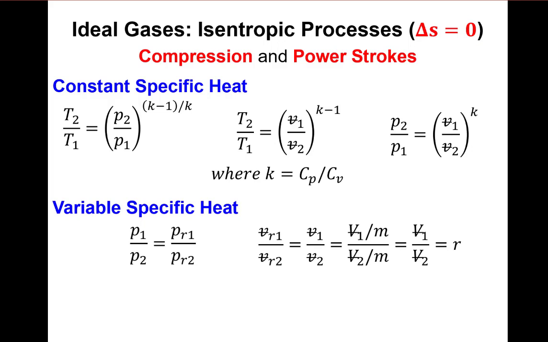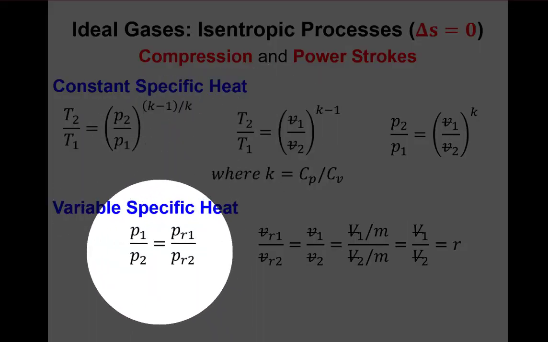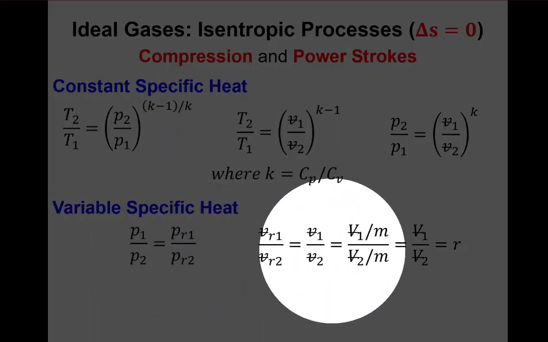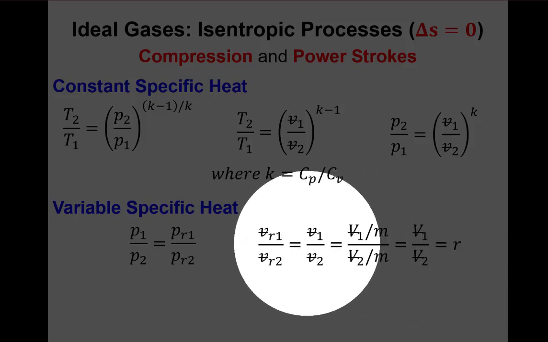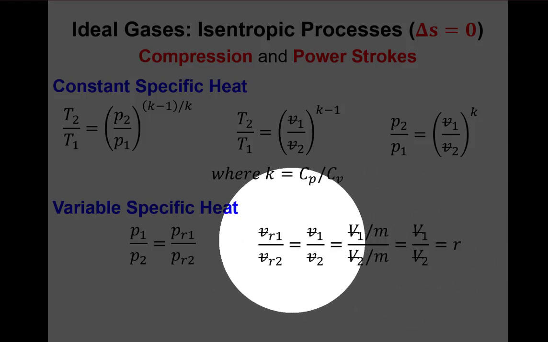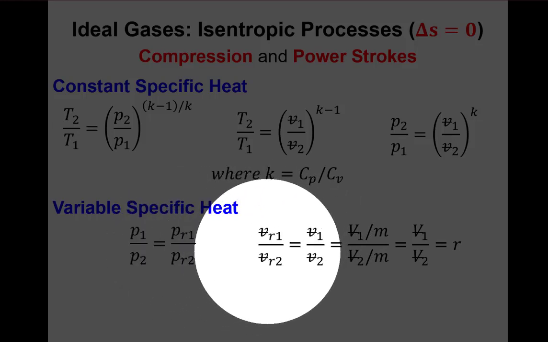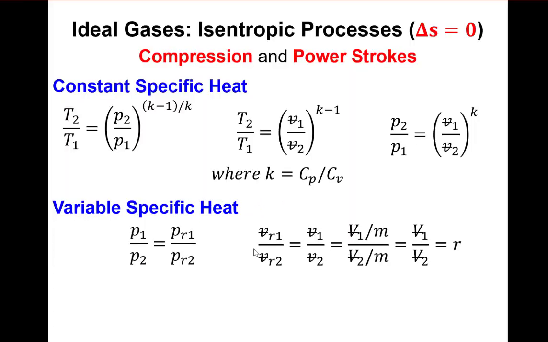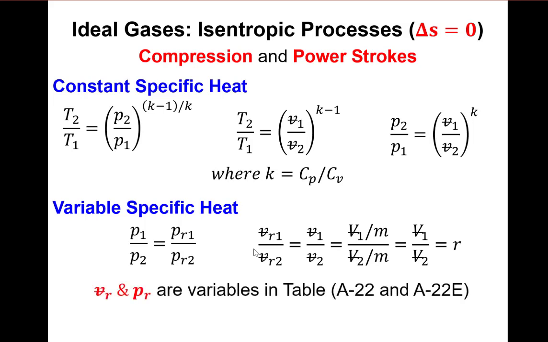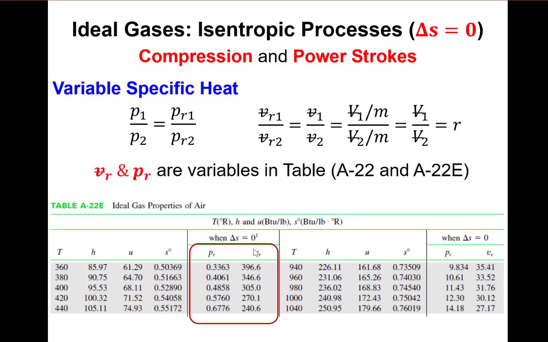But if we're talking about variable specific heat, then we're going to use these expressions. Again, we probably won't know pressure ratios in internal combustion engines. Instead, we'll know volume ratios. On table A22, which we haven't really talked about yet, there are two columns, VR and PR. These are the reduced volumes and the reduced pressures. I'm going to show you what these are on the table and how to use them.